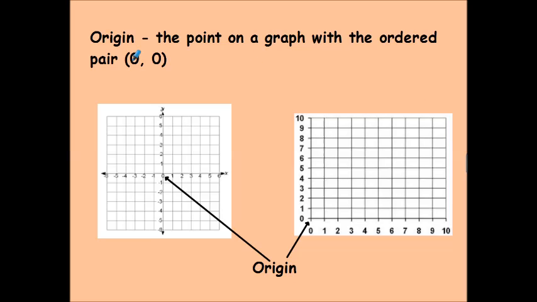Origin is the point on a graph with the ordered pair (0, 0). Sometimes we see it in the center, sometimes we see it in the lower left. It depends on which quadrant or quadrants we're looking at.